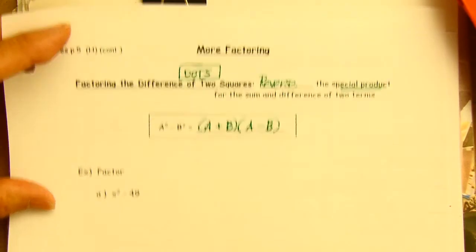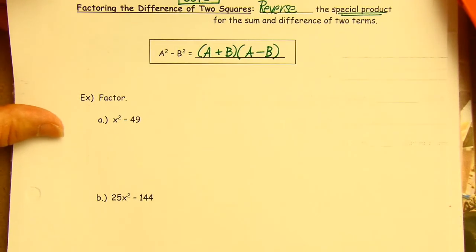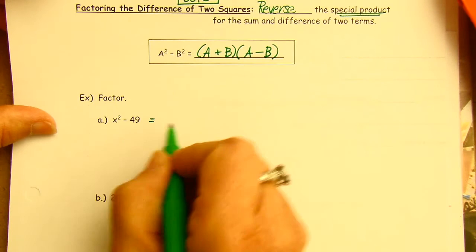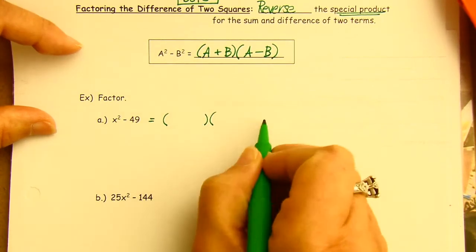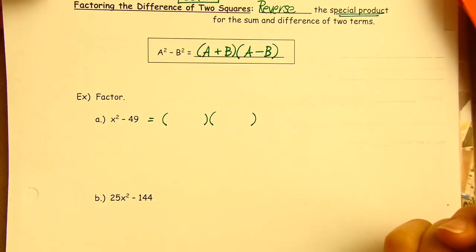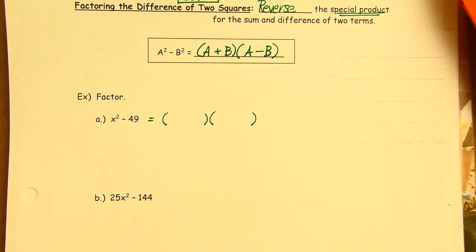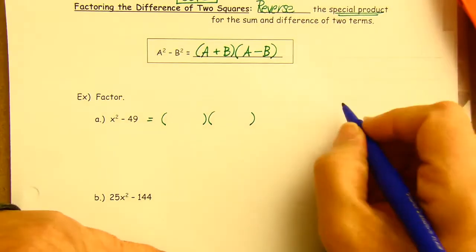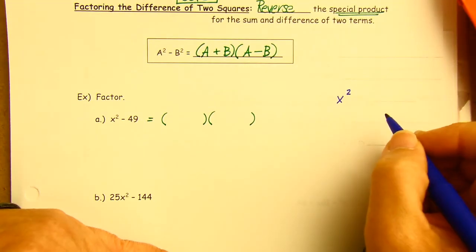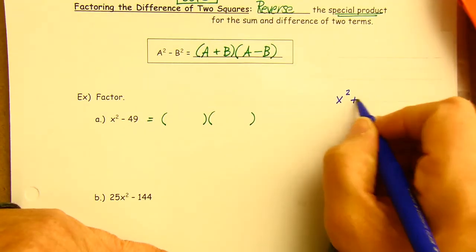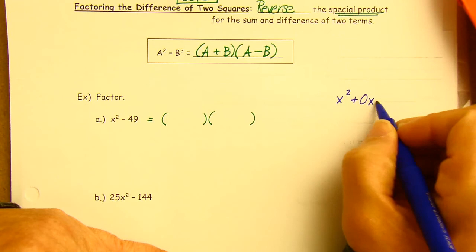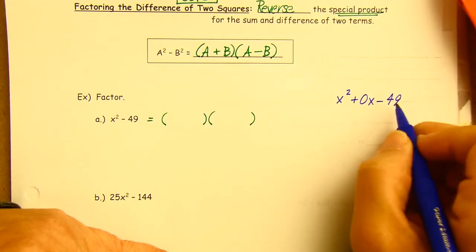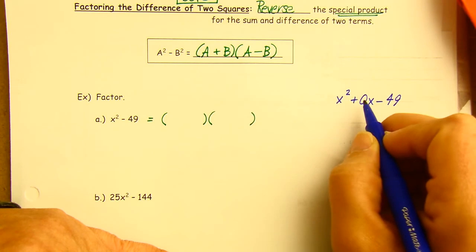All right, so our first example, how do you do this? How do you factor DOTS? Well, we're simply going to take this and say, all right, well, this is going to turn out to be two binomials. And really, I could think of this binomial x squared minus 49 as x squared plus 0x minus 49. Now it's a trinomial. So what two numbers multiply to negative 49 that when I add them give me a 0?